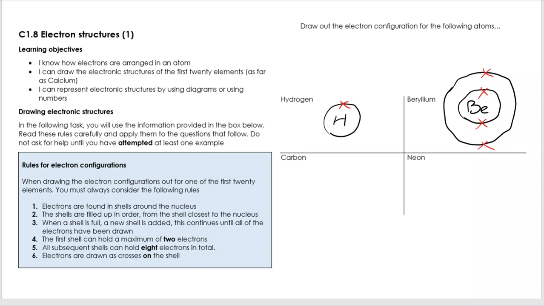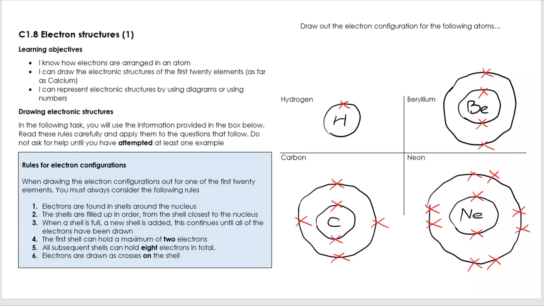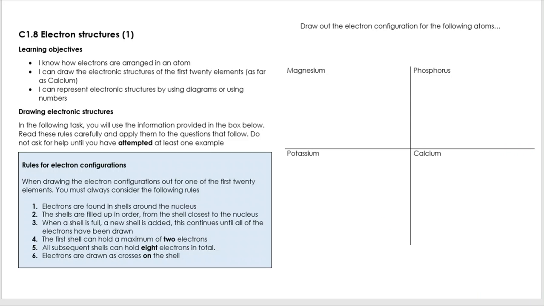Carbon has an atomic number of 6, so 6 electrons, so it has 2 electrons on the first shell, and then it has 4 electrons on the second shell, 6 in total. And finally, neon has 10 electrons, so that would be 2 electrons on the first shell and 8 electrons on the second shell. So now let's have a look at 4 more examples.